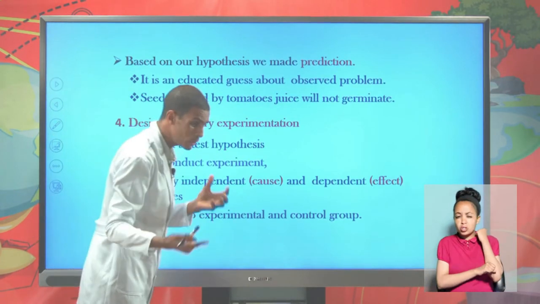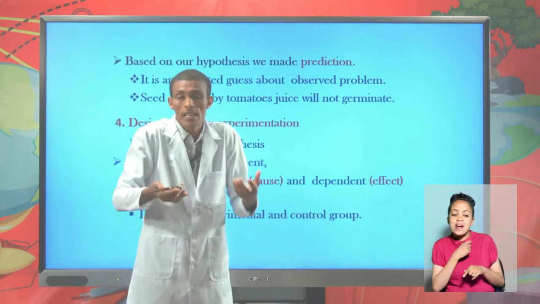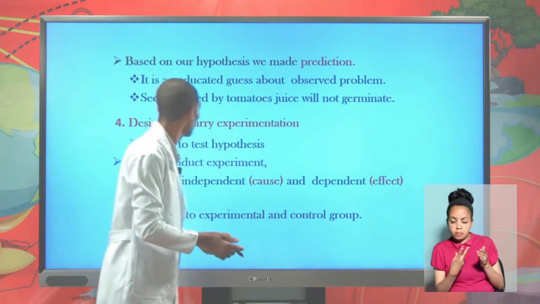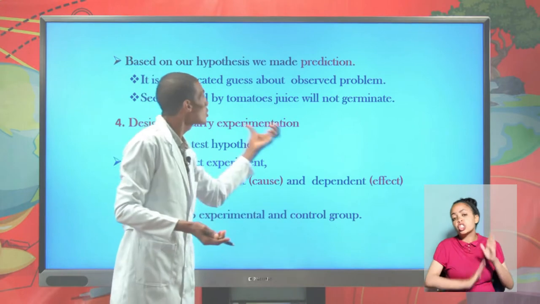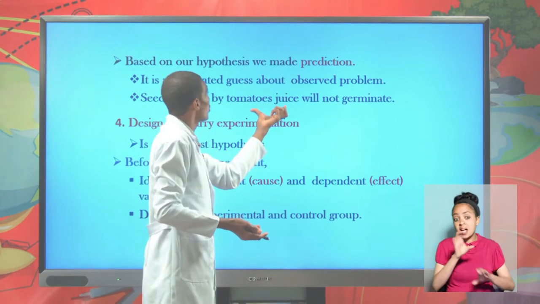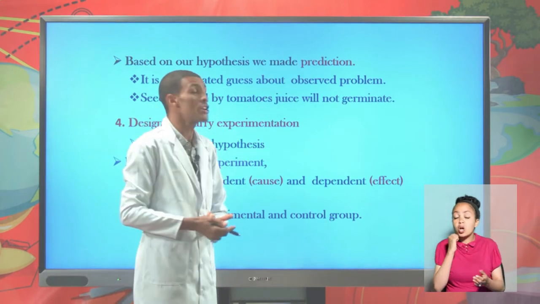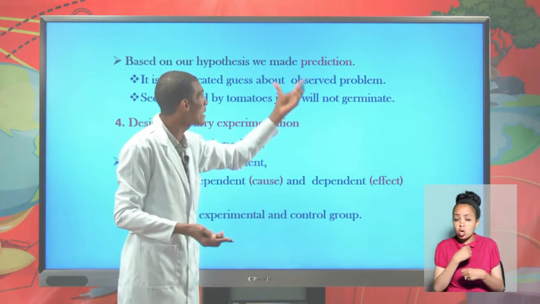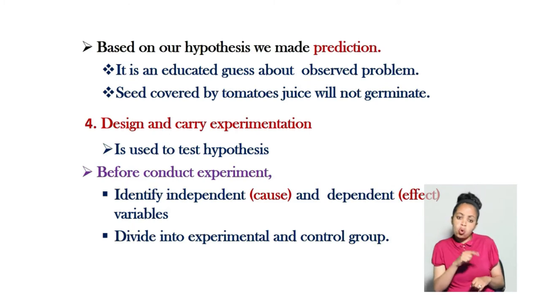Then, based on the hypothesis that we constructed, we predict our answer or outcome, a result that can be obtained. Here it may be an educated guess until it is disproved or proved. So our prediction may be that seed covered by tomato juice will not germinate, because there is a chemical in the tomato juice. We cannot conclude based on our prediction yet, because there may be another factor. We must check by experimentation.